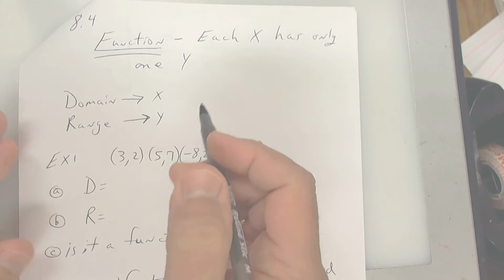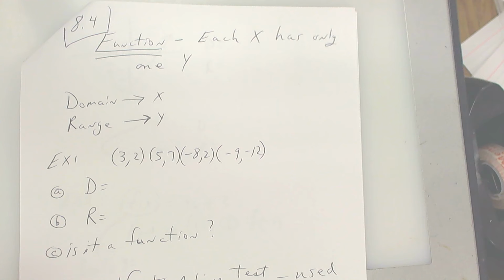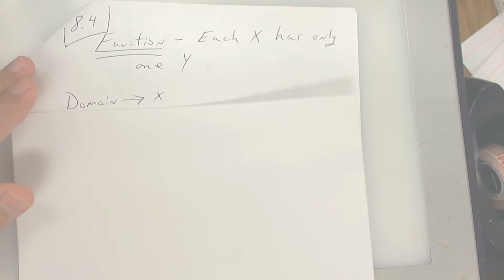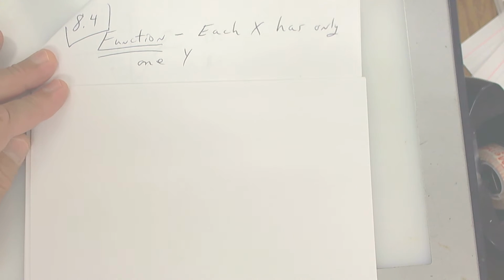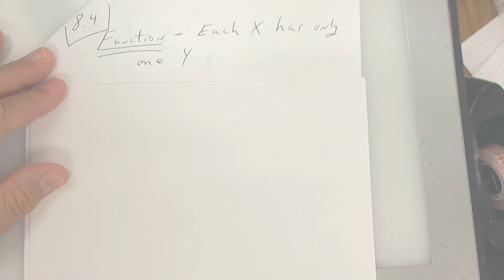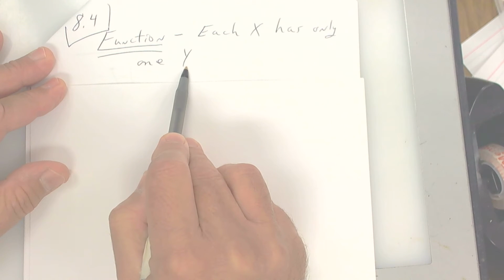Now copy down everything you see right here. Put 8.4. This is a new section. Okay, we'll probably have a test next week, just so you know. All right, a function. What is a function? A function is an equation that has, or a set of points that has, for every x, they only have one y.